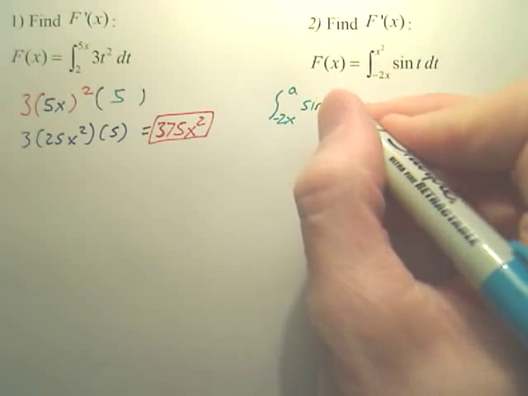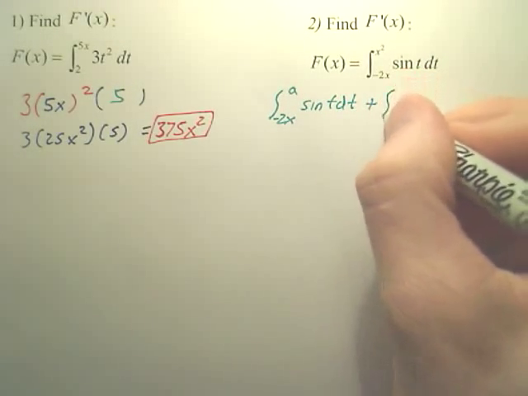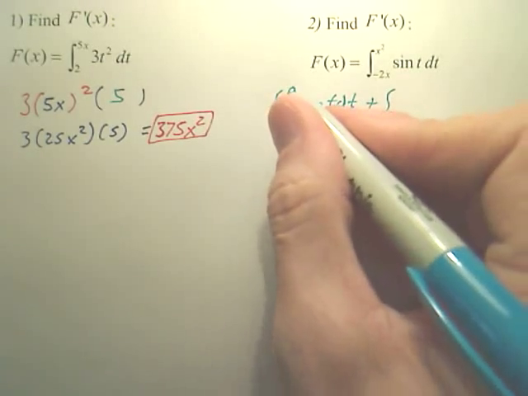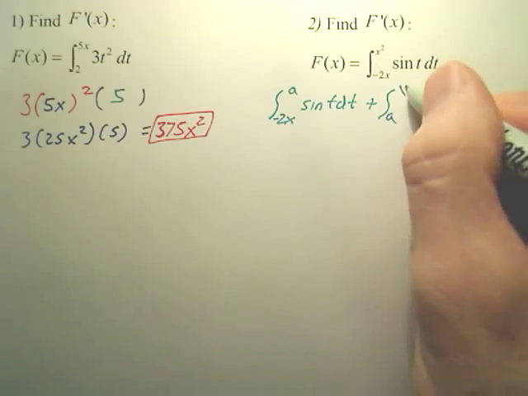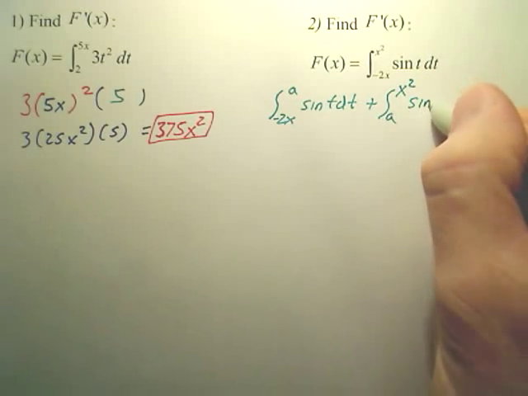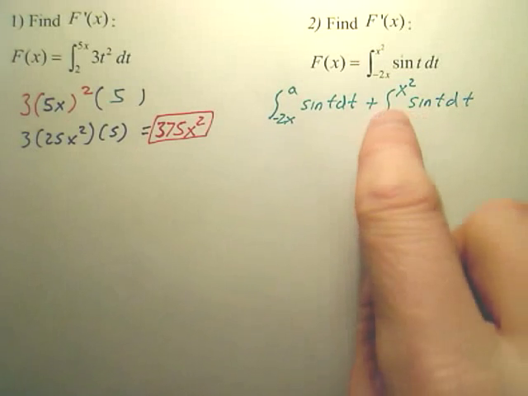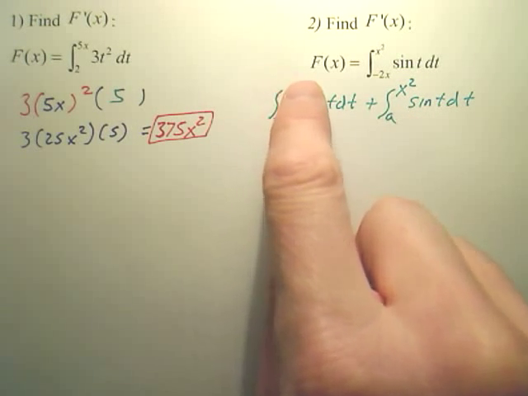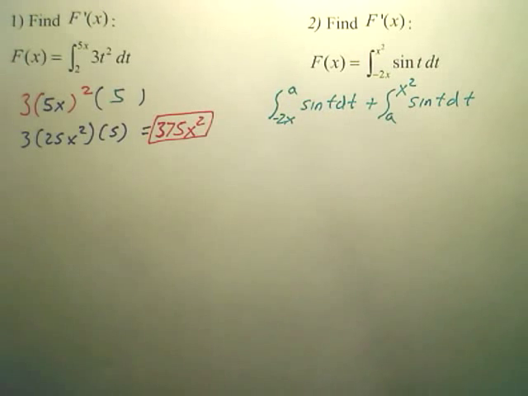And it'll be sine t dt plus my other one is going to go from that same constant, so from a, to x squared of sine t dt. Now, if you want to use the letter C, it might be better because C stands for constant. For some people, it could be better. But I think the book uses A.